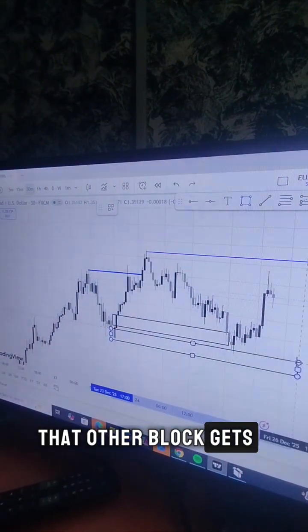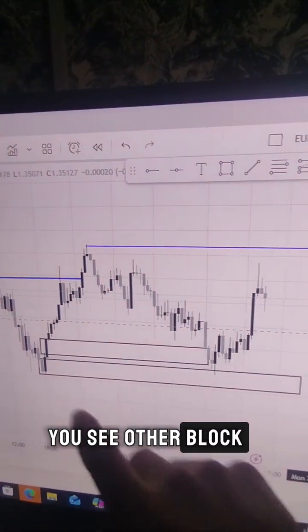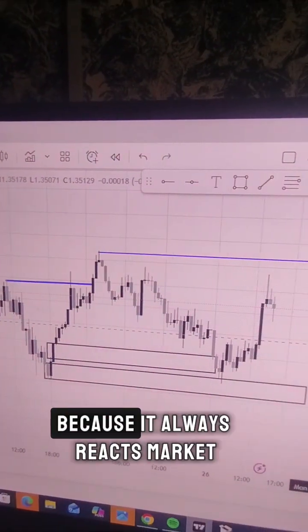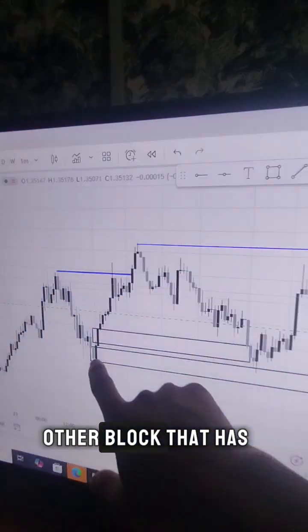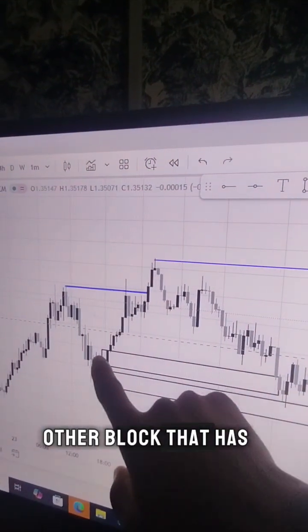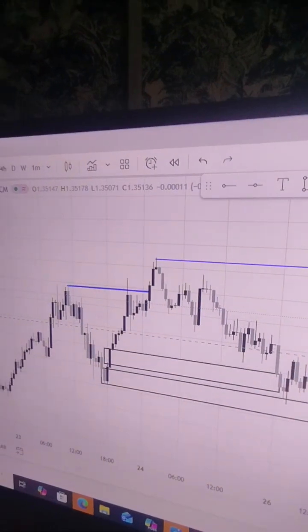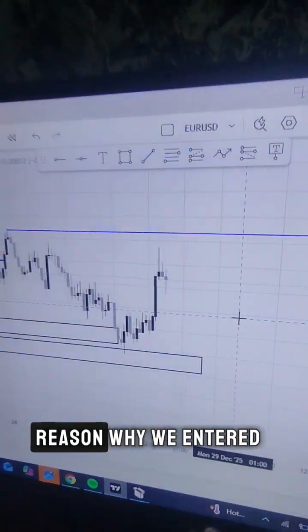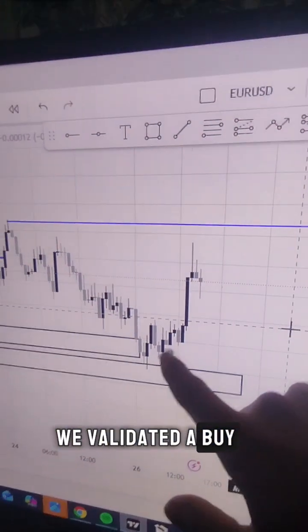That order block has a fair value gap. When you see an order block that has a fair value gap, respect that order block, because it always reacts to the market. An order block that has a fair value gap and also breaks structure, pay attention. That kind of order block always reacts to the market. Don't worry, I'm going to show you why we validated a buy at this level.